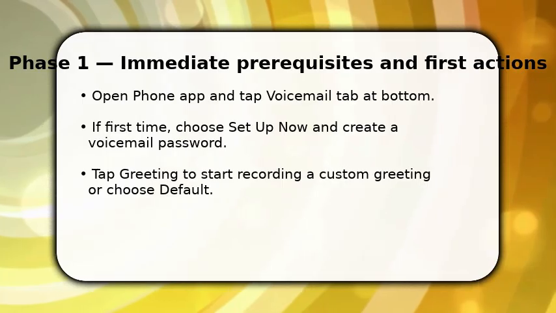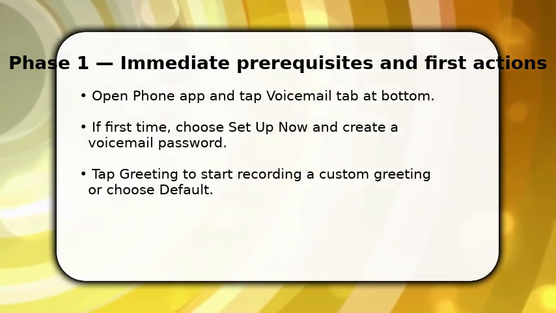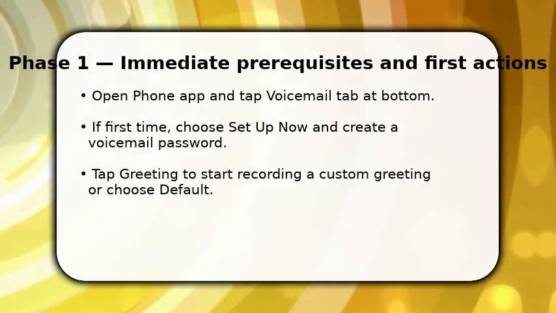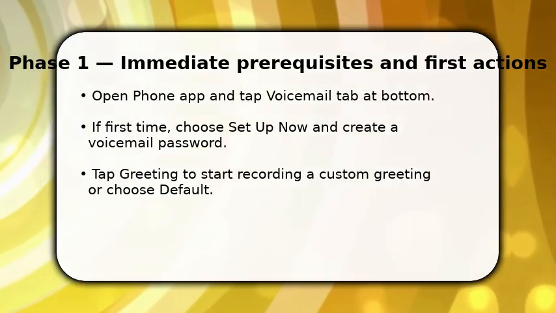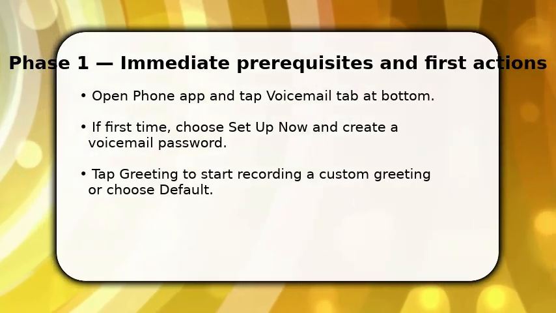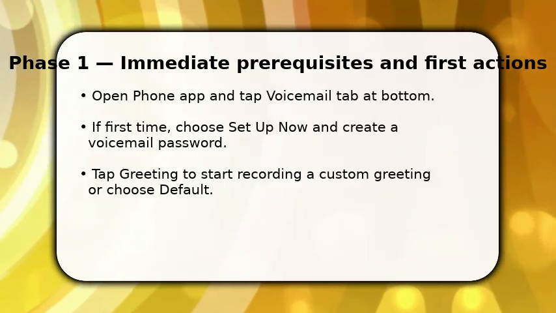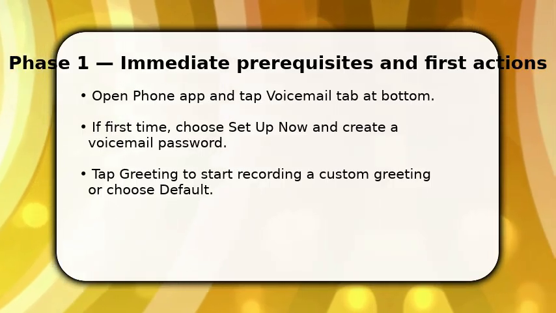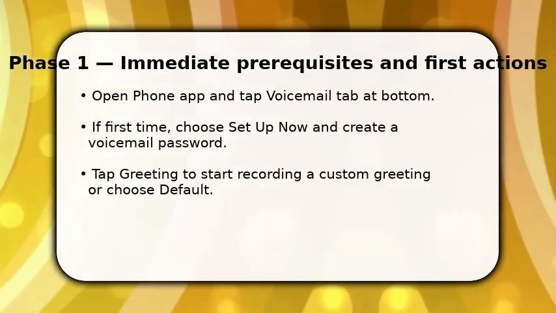You're starting now? Open the phone app and tap voicemail. If this is your first setup, choose Setup Now and create a voicemail password so messages stay private. Once the mailbox exists, tap Greeting to access options. This is where you pick Default or Custom. You do this because the greeting selection controls what callers hear and whether visual voicemail shows your message transcriptions.